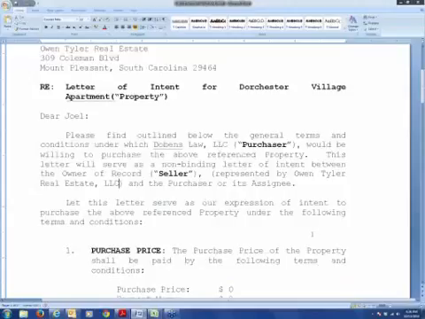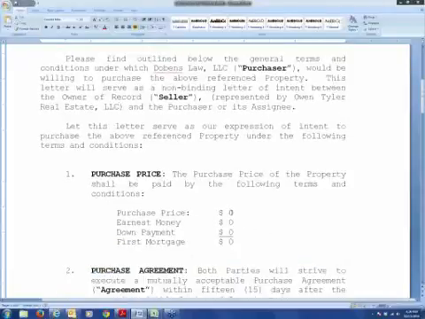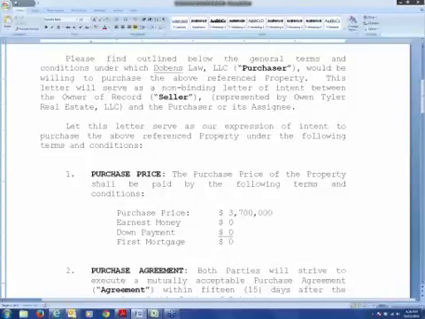All right. Now, purchase price. What do we say? 3.7. Fine. 3.7. And the earnest money, we're going to give him 10% of that. So $370,000. 37 is my dyslexia. Almost cost me a lot of money.